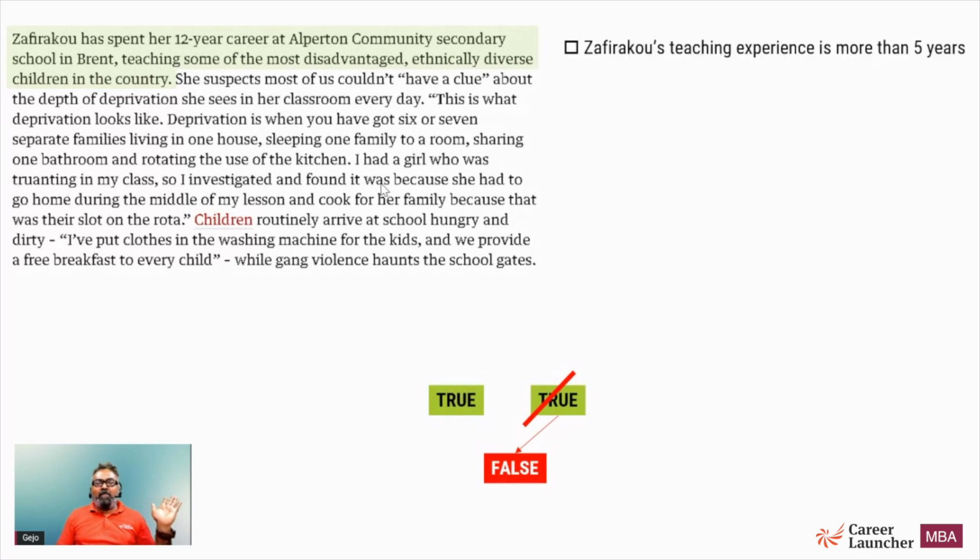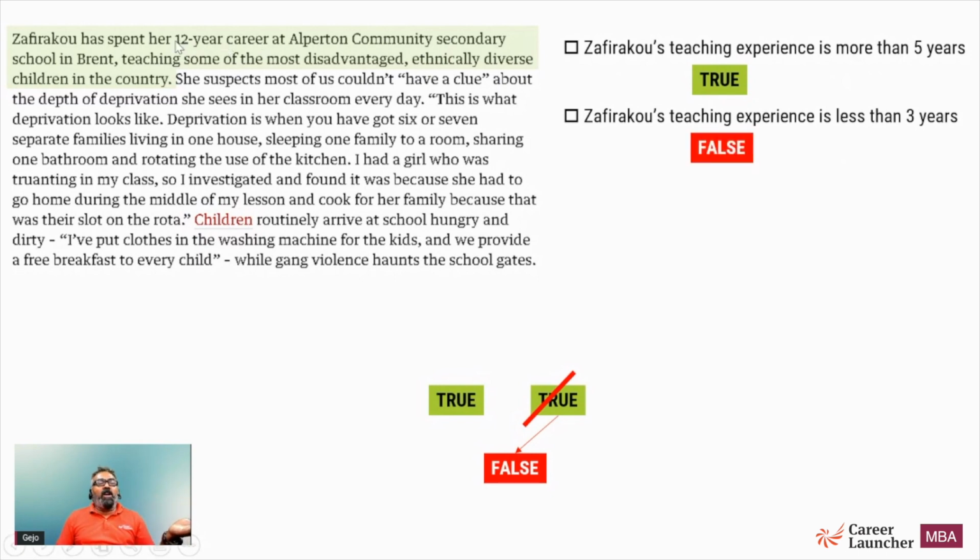From there, can we infer that Zafirakou's teaching experience is more than 5 years? What kind of question is this? Of course, we can. Her teaching career is 12 years, so obviously her teaching experience is more than 5 years. That is true. What about this statement: Zafirakou's teaching experience is less than 3 years? Come on, that is false. 100%. Her teaching career is 12 years.